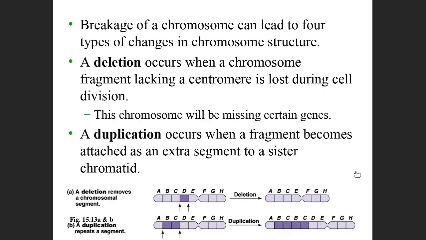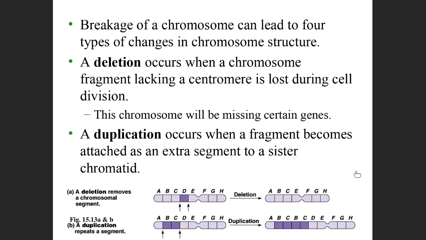Now remember that during crossing over, the adjacent sister chromatids break and they reattach. Sometimes things happen where maybe when the chromosome breaks, it floats away, it doesn't reattach, and you have a deletion. So not just one gene, but a region of the chromosome with many genes gets deleted. So that's normally going to be very bad.